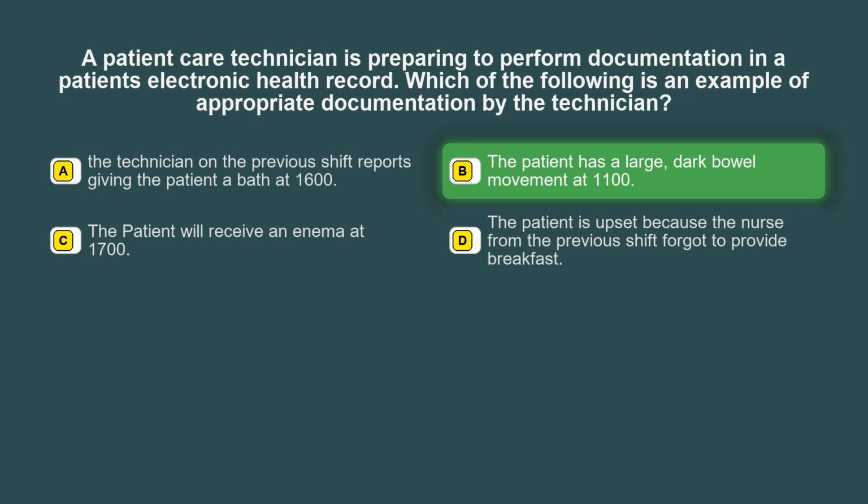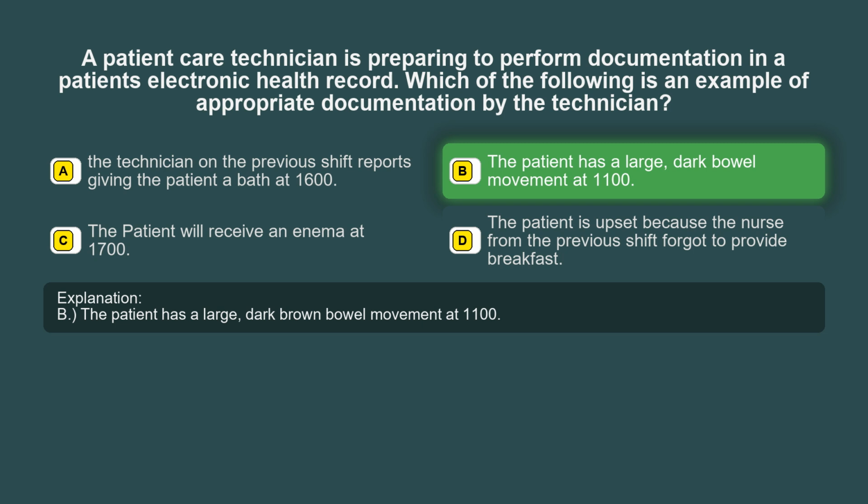The correct answer is option B. The patient has a large, dark bowel movement at 1100.